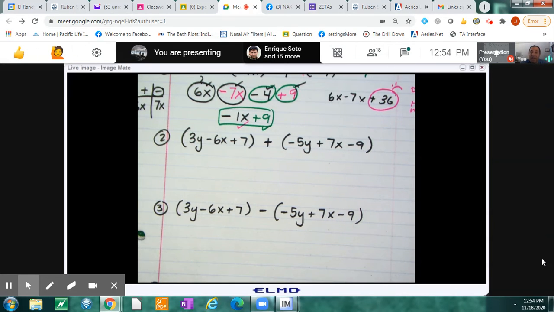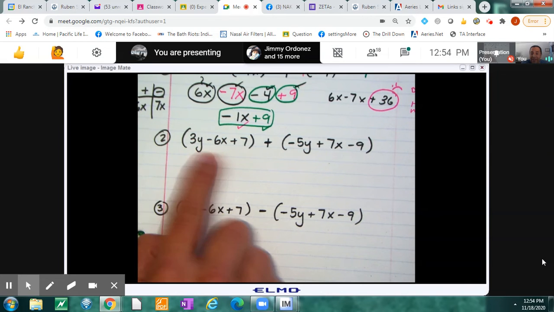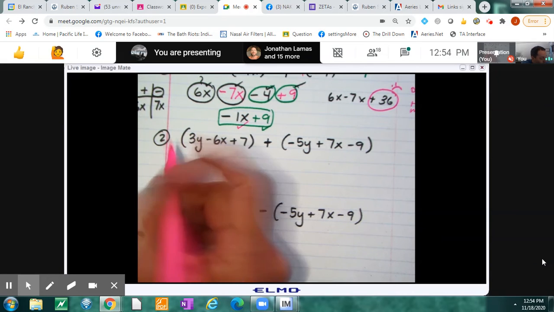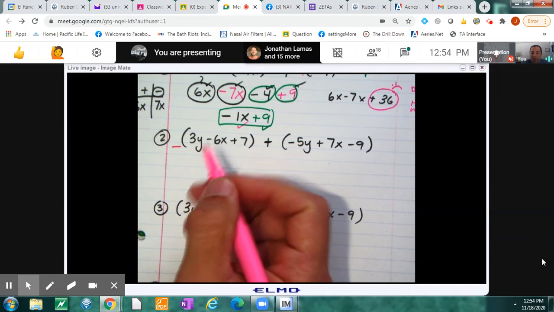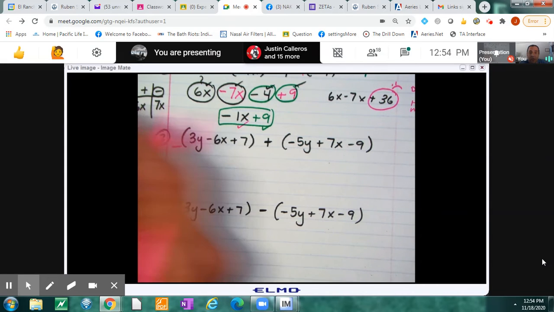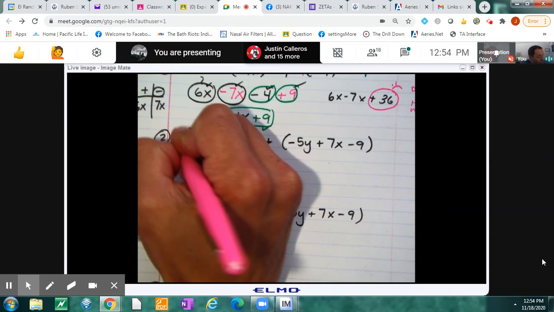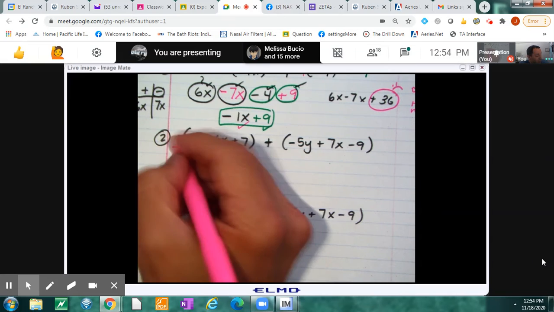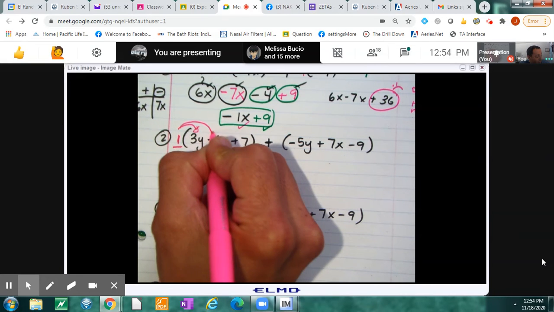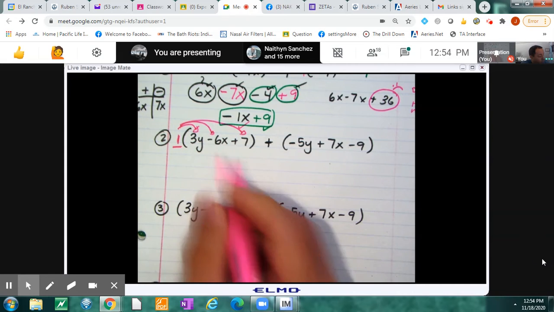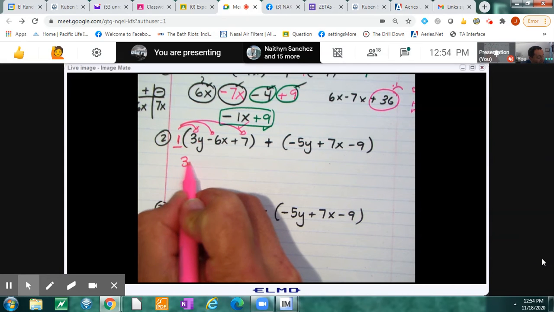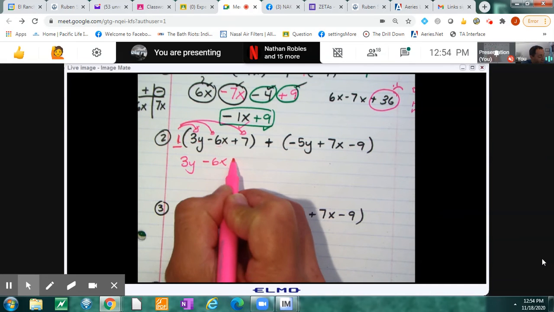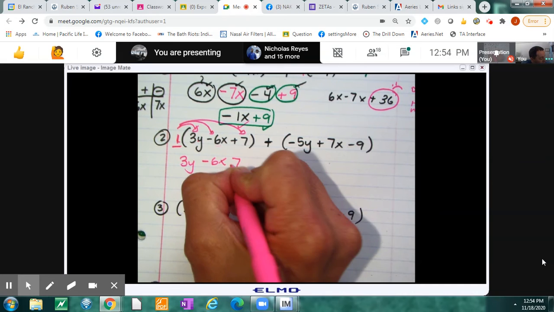The next one, you have a parentheses, but that means multiplication. But what are you multiplying it by? What's the number next to it? There's nothing, so it's not 0, because 0 times something will be 0. So it's always an imaginary 1. So remember, 1 times 5 is 5. It's always going to be the same. See, this is distributive. So 1 times 3y is still the same. 1 times negative 6x is still the same. 1 times 7 is still the same. You see that? Oh, plus 7.